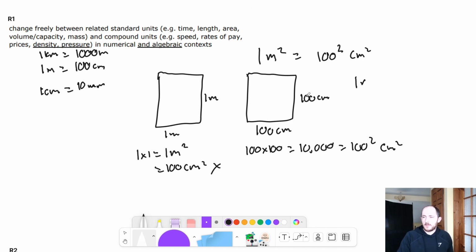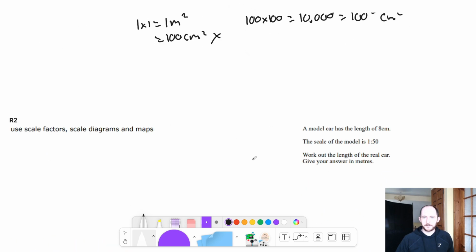So for volume, it's 100 cubed centimeters, right? Because you have to change 3 different lengths into centimeters, okay?